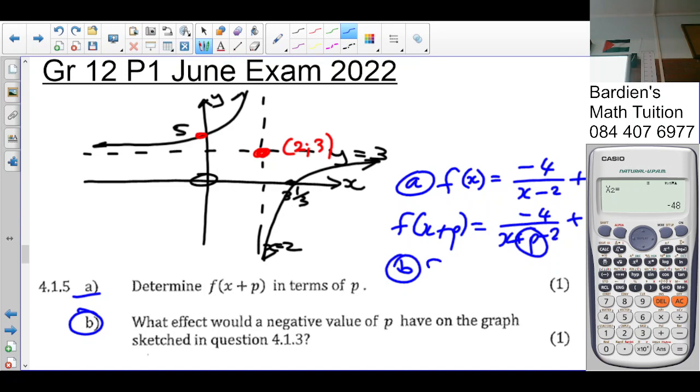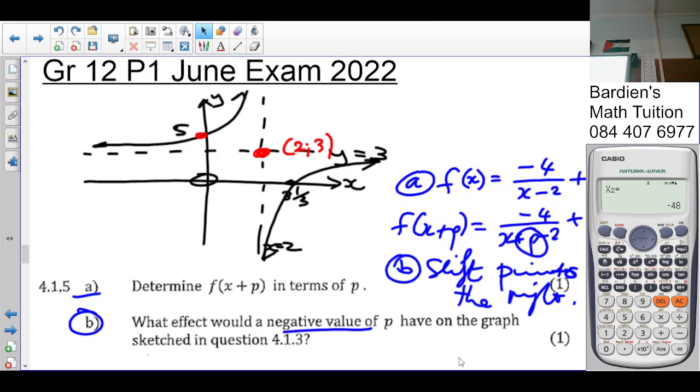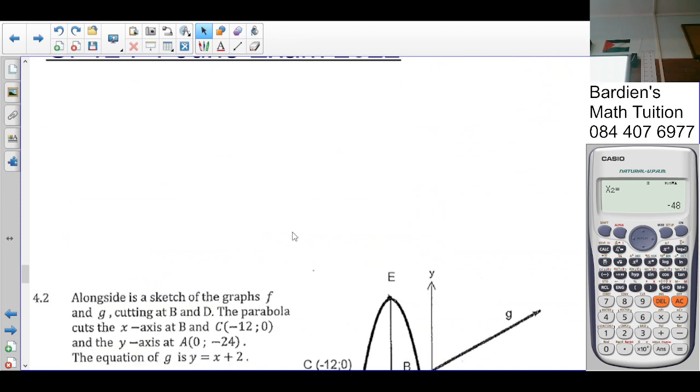The graph will shift p units to the right. Remember that it has an additive inverse effect. So it's minus, it moves to the right. If it's plus, it moves to the left. And clearly they say it's a negative value of p, so it will move to the right, whatever units p is. Whichever value p would be.